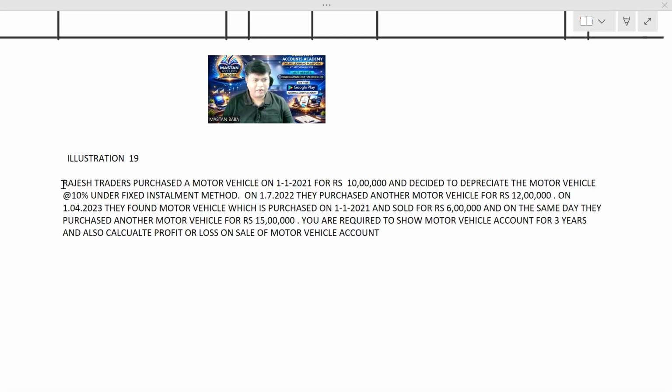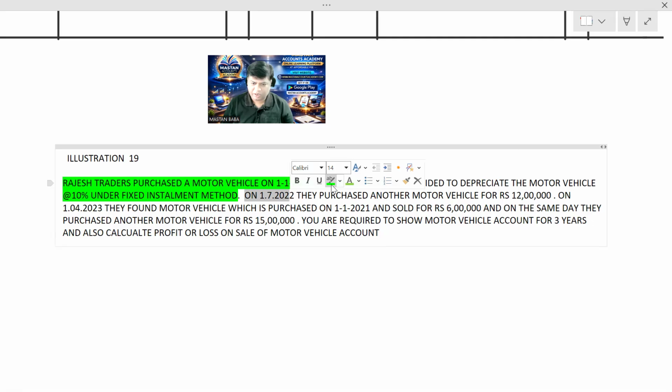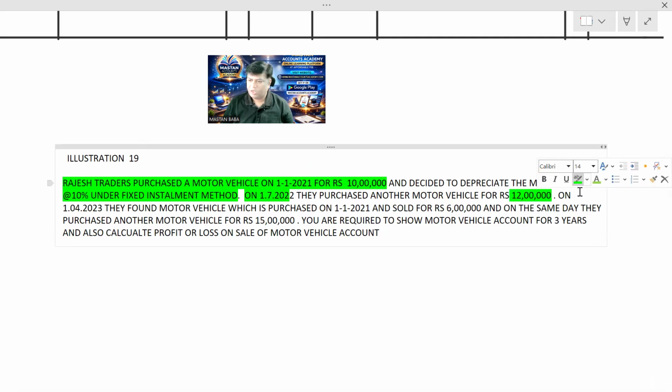So, dear students, it's clearly mentioned that Rajesh Traders purchased a motor vehicle on 1/1/2021 for rupees 10 lakh. So the cost of the first motor vehicle is 10 lakh rupees, purchased on 1/1/2021, and they decided to depreciate the motor vehicle at the rate of 10% under the fixed installment method, or you can call it the original cost method. On 1st July 2022, they purchased another motor vehicle for rupees 12 lakhs.